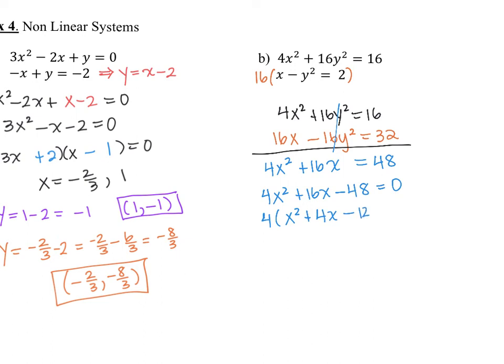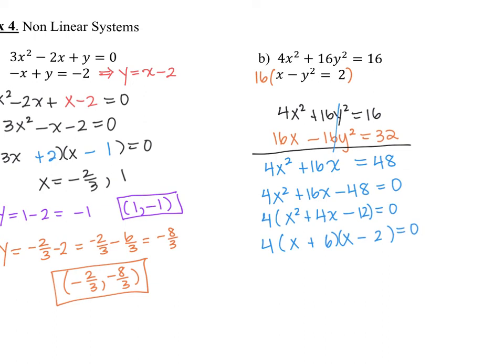Minus 12. Okay, let's see, to get -12, we're going to use 6 and 2, a +6 and a -2, so it'll add up to +4. Some of you guys ask about this 4: since 4 cannot equal 0, it's irrelevant to the problem.